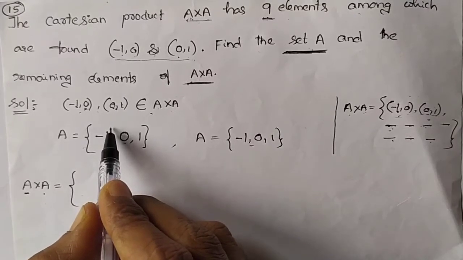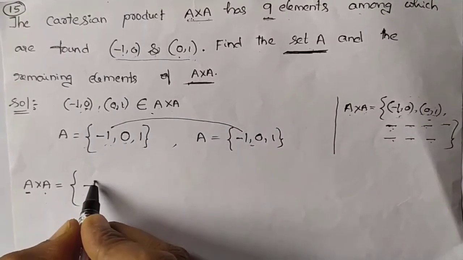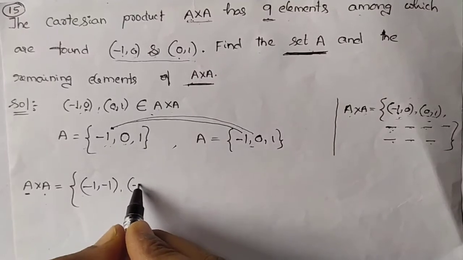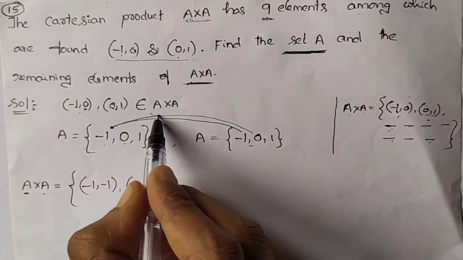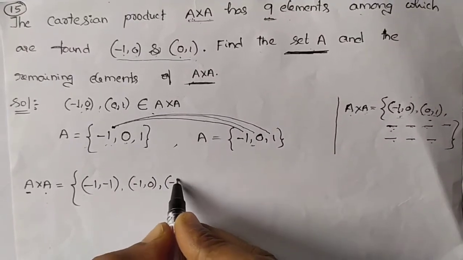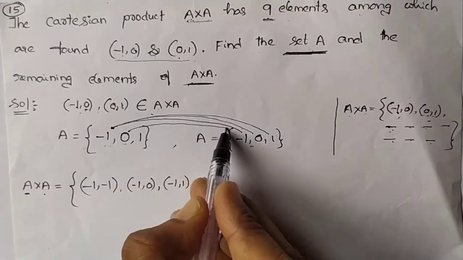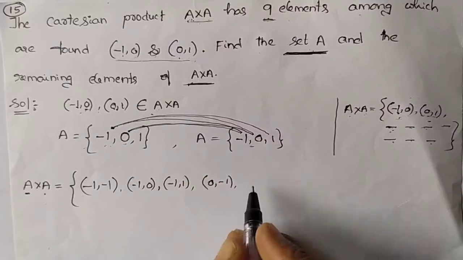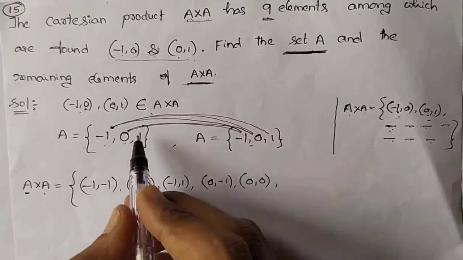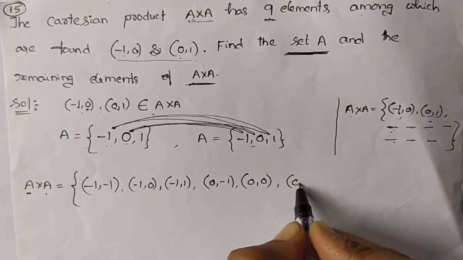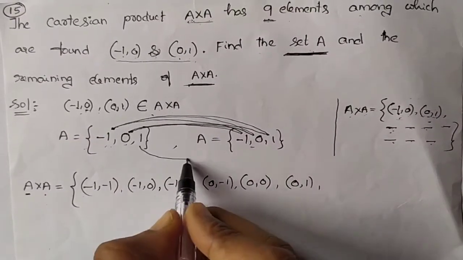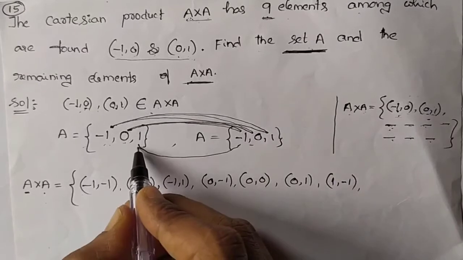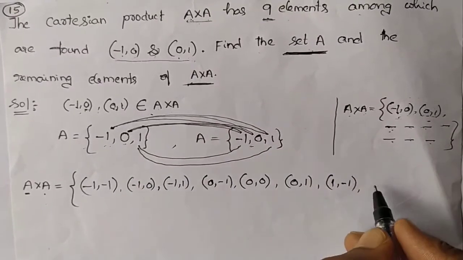Yes, let us find the Cartesian product A cross A. (-1, -1), next (-1, 0), next (-1, 1), next (0, -1), next (0, 0), next (0, 1), next (1, -1), next (1, 0), next (1, 1).